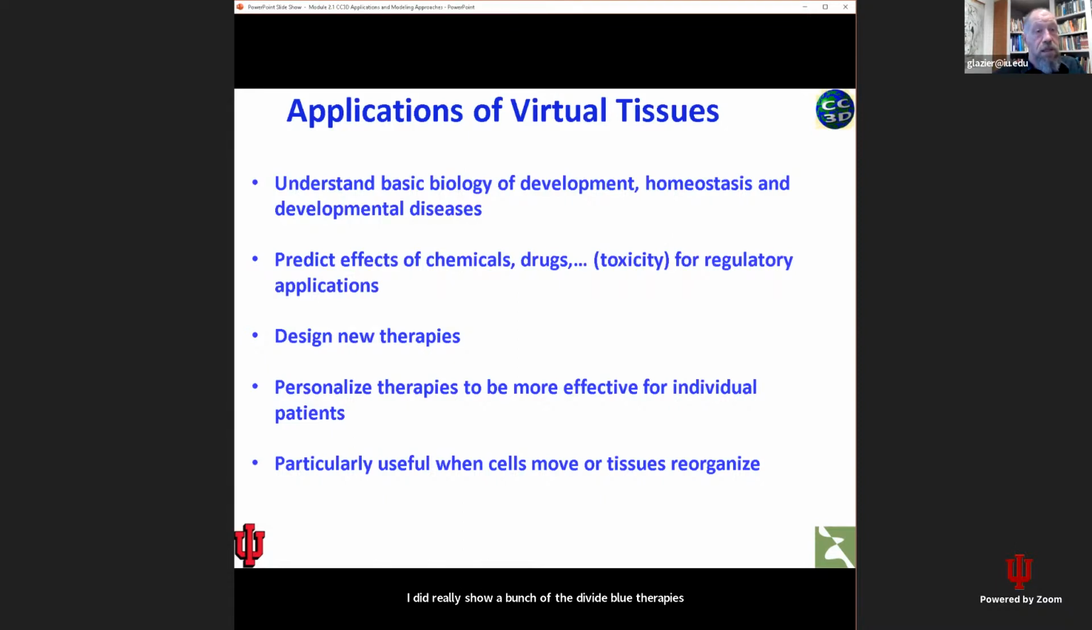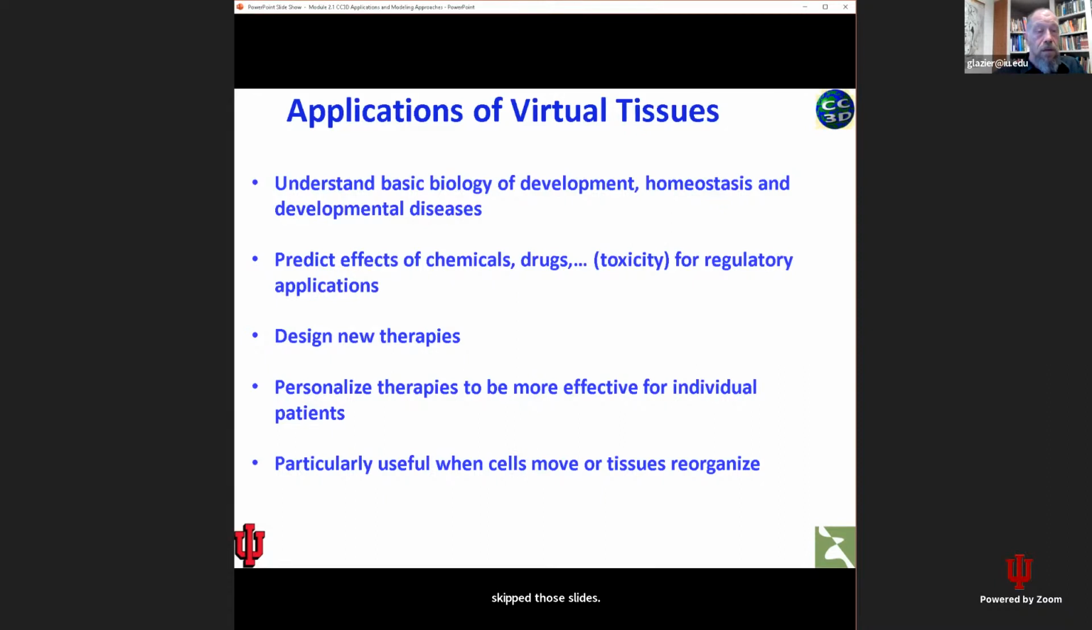I didn't really show much on the design of new therapies. The polycystic kidney disease is an example of real drug discovery approach. You could also try to do therapy optimization. And we've done some of that in the context of diabetic retinopathy. And in the interest of time today, I skipped those slides, although I'd be happy to talk about them another time.